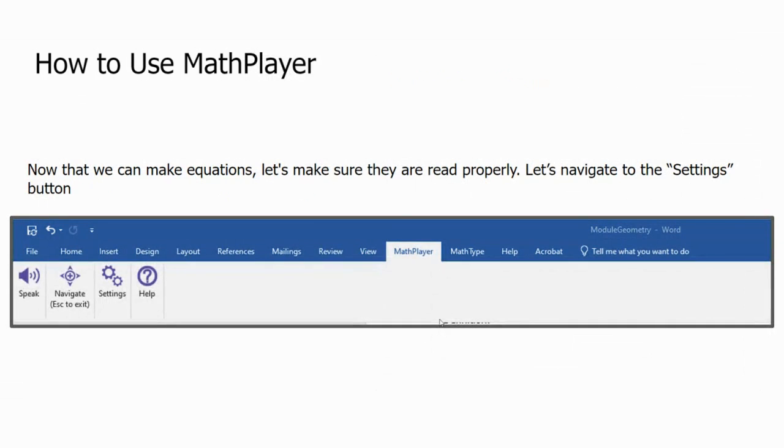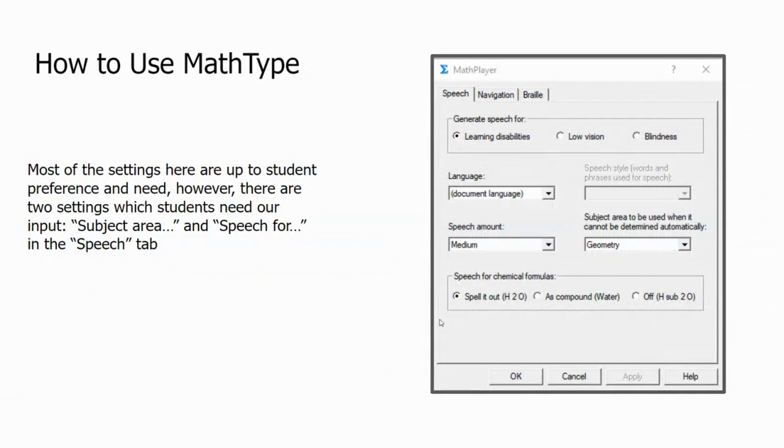So now we need to move on to MathPlayer, because this is another big thing. However, the thing with MathPlayer is most of the settings are dependent on what the student needs. So when you have MathPlayer installed, which unlike MathType is free, and like I said, you can ask IT to help you with that, we need to go to settings, and we need to make sure we change two specific settings, the subject area and the speech tab, which is this one right here.